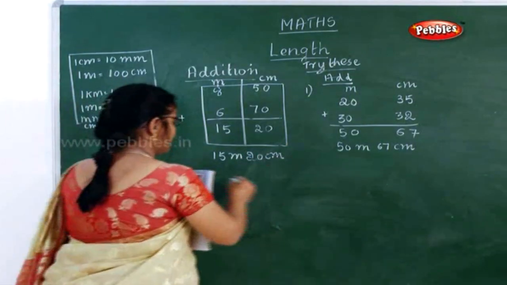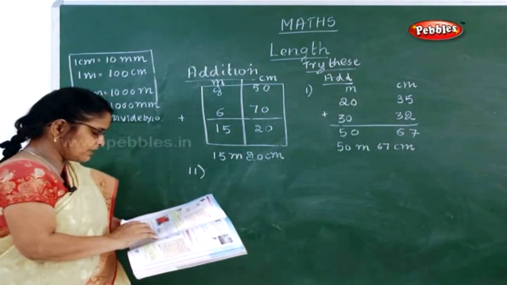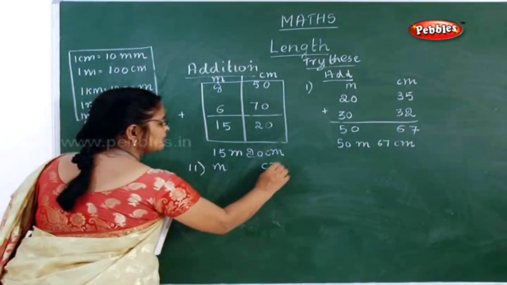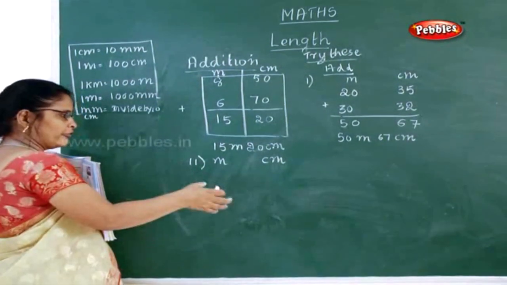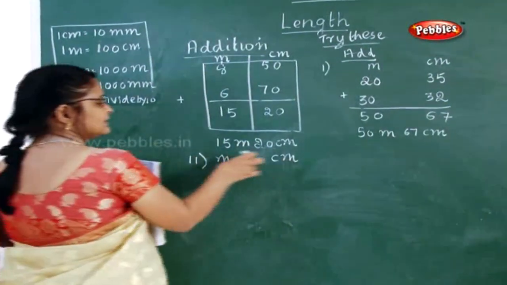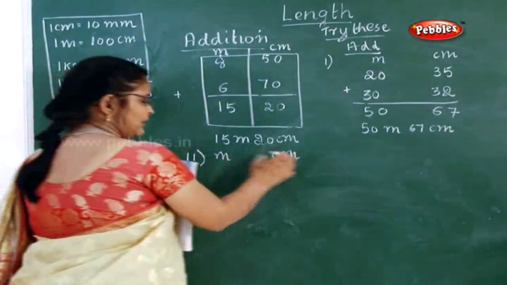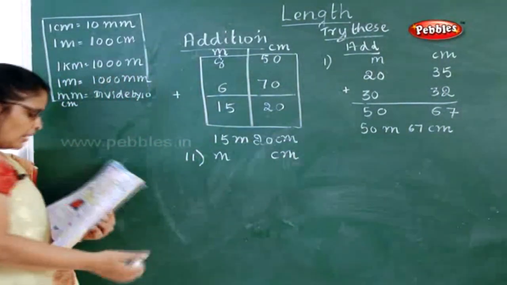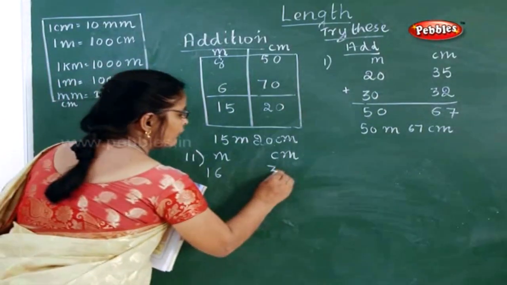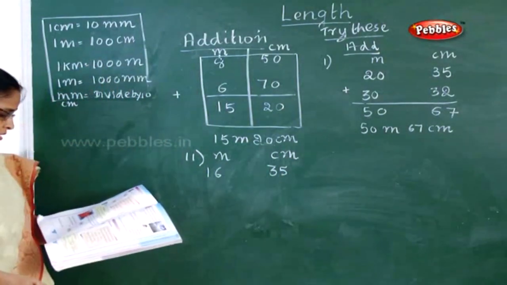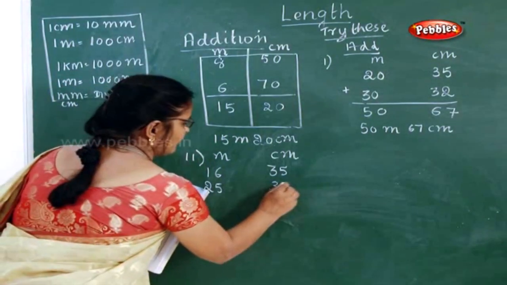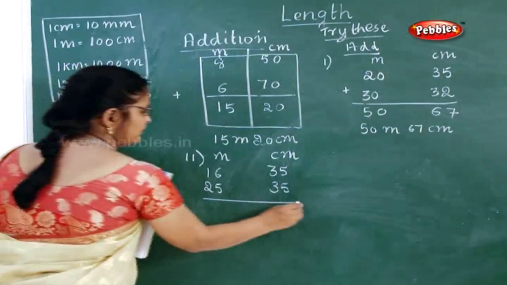Now next sum. What is the next sum they have given? Meter, again meter and centimeter. Always what you have to do is look into the sum what they have given, whether it is given in meter, centimeter or kilometer, meter. You just write it on the top. Now what is the second sum they have given? 16 meter, 35 centimeter. Now with what you have to add? 25 meter and 35 centimeter.